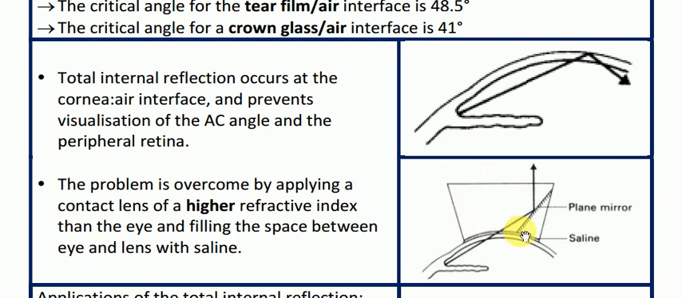This is a contact lens made of material with a higher refractive index than the eye, and the space between the contact lens and the surface of the cornea is filled with saline. So it will destroy the cornea-air refracting surface and allow visualization of the anterior chamber angle. This is known as gonioscopy, and the peripheral retina is visualized by a 3-mirror lens.